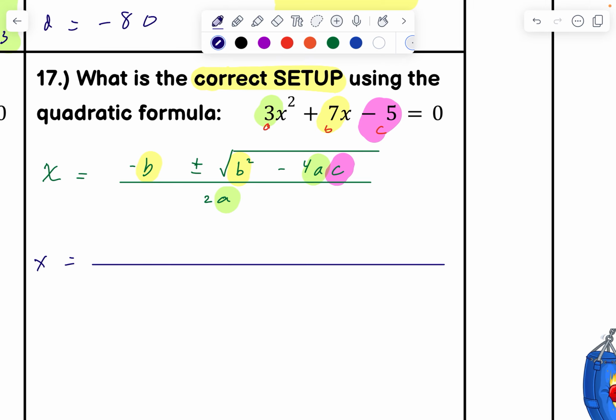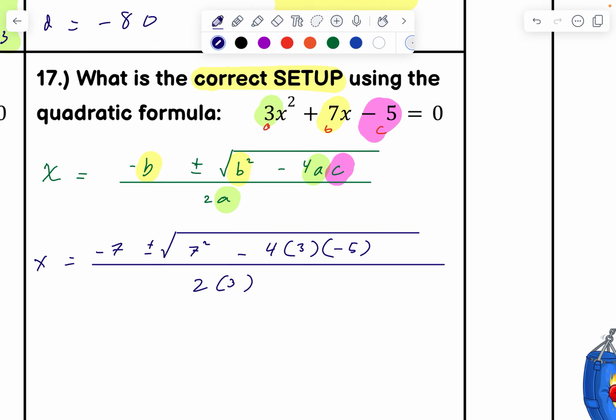And I'll go ahead. Negative b is going to start us off with negative 7 plus or minus. And we'll have then there the square root of b squared, or in other words, 7 squared. Let me make that 7 just a little bit cuter. Minus 4 times, and a would be 3. C is negative 5. All over 2 times a, in other words, 2 times 3.